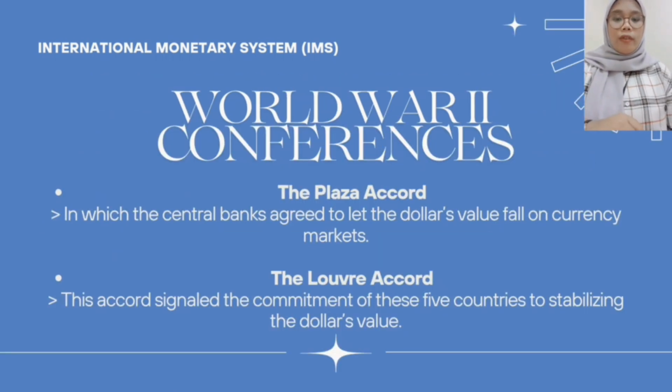World War II conferences. The Plaza occurred, in which the central banks agreed to let the dollar's value fall on currency markets. Meanwhile, the Louvre occurred. This act signaled the commitment of these 5 countries to stabilizing the dollar's value. The countries are United States of America, United Kingdom, France, West Germany, and Japan.